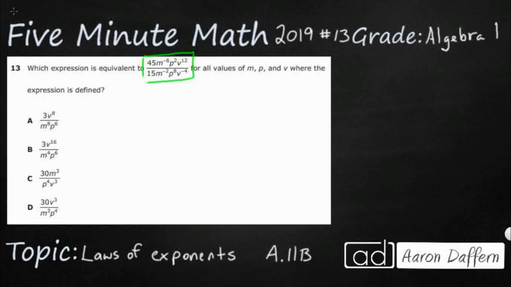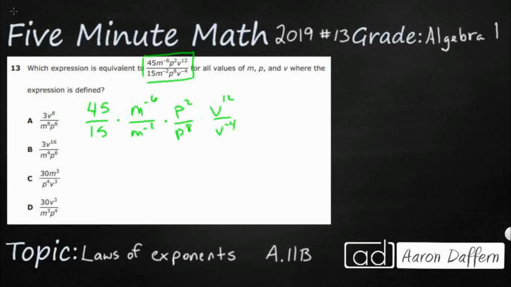So let's split this up into like terms. When I see this, and they've even lined them up for us, I see 45 over 15. I'm just going to use the distributive property to break this up: m to the negative 6 over m to the negative 2, p to the 2 over p to the 8, and then v to the 12 over v to the negative 4.